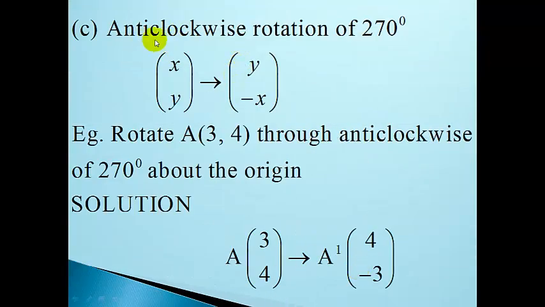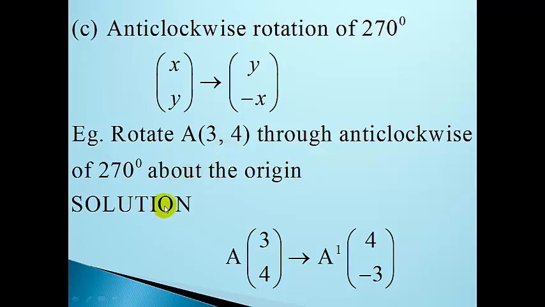Now C, anti-clockwise rotation of 270 degrees. The rule is xy maps to y minus x. That is, y goes up, the x comes down, but the x coordinate is negated. Example, rotate A(3, 4) through anti-clockwise of 270 degrees about the origin.